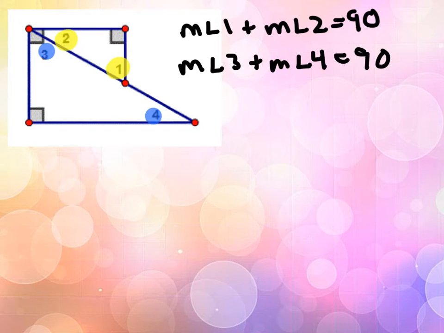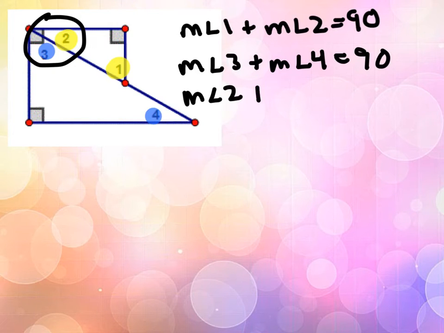I think you might be able to notice that the angles here around this 90-degree angle would also be equal to 90. So 2 and 3 also equal 90. And there's even more, if you can believe it. Let's show you some other relationships here.